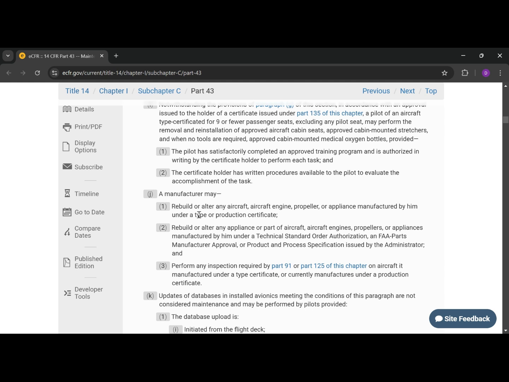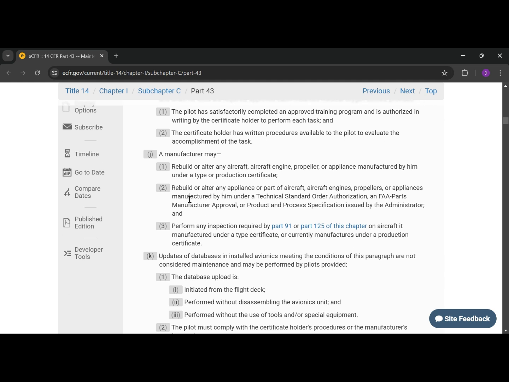A manufacturer may rebuild or alter any aircraft engine, propeller, or appliance manufactured by him under a type or production certificate, rebuild or alter any appliance or part of aircraft engines, propellers, or appliances manufactured by him under a technical standard order authorization, an FAA parts manufacturer approval, or product and process specification issued by the administrator, and perform any inspection required by Part 91 or Part 125 of this chapter on aircraft it manufactured under a type certificate or currently manufactures under a production certificate.